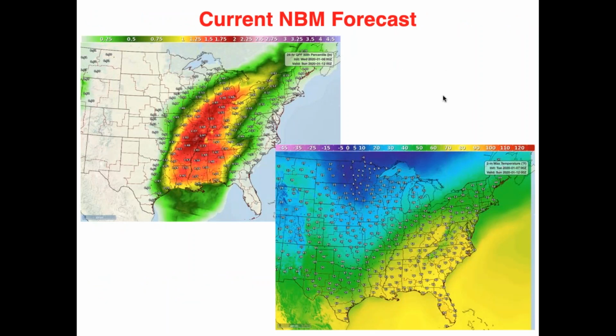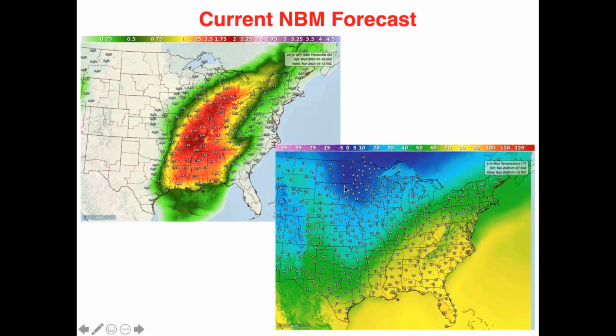So just to kind of orient you, I'm sure you guys are aware of this upcoming storm. Here is the current NBM forecast for this Saturday. You can see a lot of heavy precipitation is being expected to fall in the central and eastern United States, a general 1 to 2 inches.